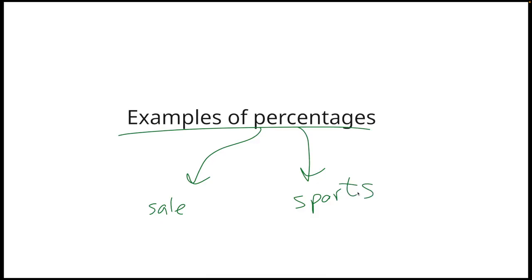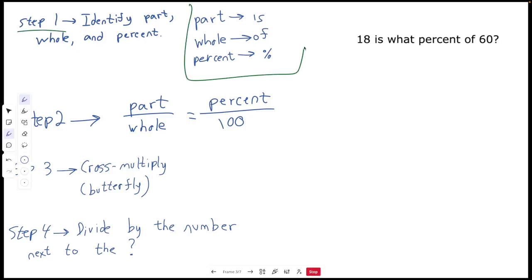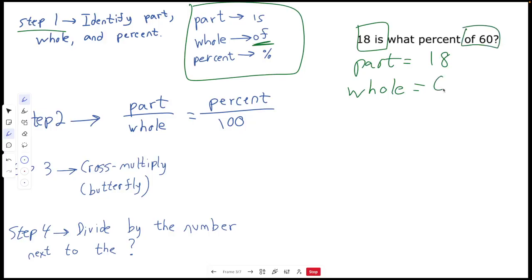Okay, so here are our steps. It looks like a lot, but we're going to break this down step by step. So step one is identify the part, whole, and percent. And these are your clue words. The part is going to be your "is." So for example, 18 is, so the part is 18. The whole, the clue word is "of," right? So of 60, cool.